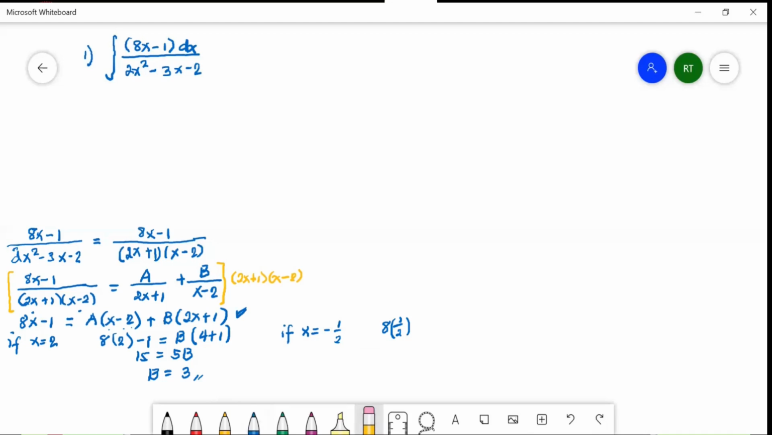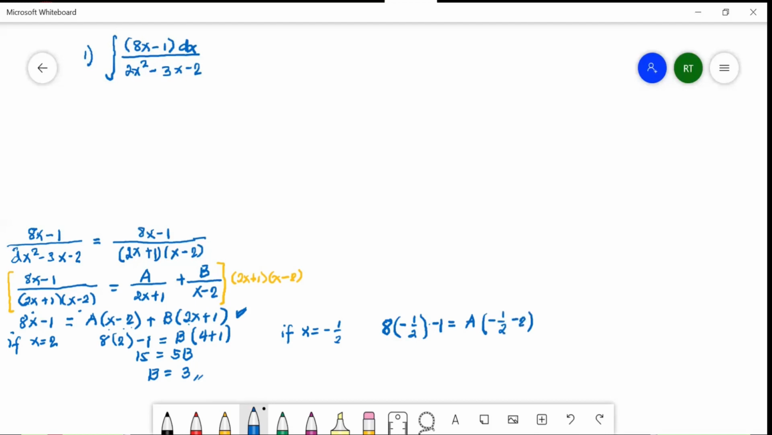So, let me repeat this. 8 times negative 1 half minus 1 is equal to, this time the second term will be 0, since 2 times negative 1 half will give us negative 1, plus 1. So in the first term, we will have A times the quantity, we replace x by negative 1 half, minus 2.